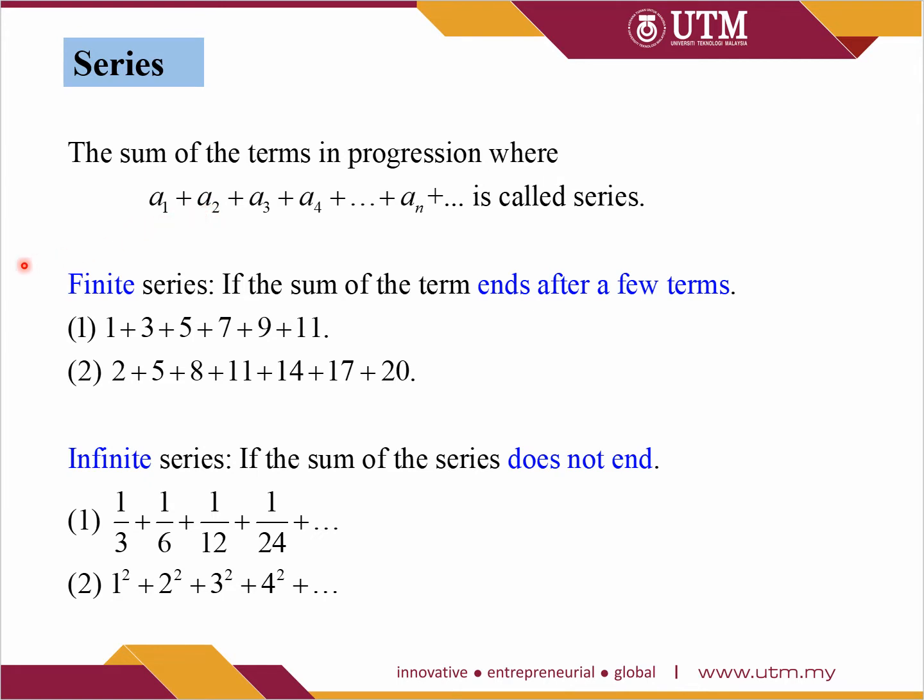Same as progression, we have two types. The first type of series is finite series, where the sum of the terms ends after a few terms. For example, 1 plus 3 plus 5 plus 7 plus 9 plus 11. So we stop at 11. Same goes for the second example. Here we end at 20.